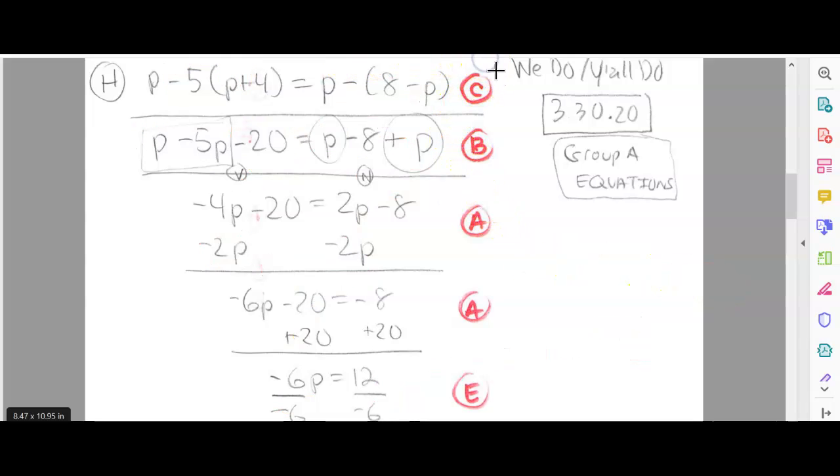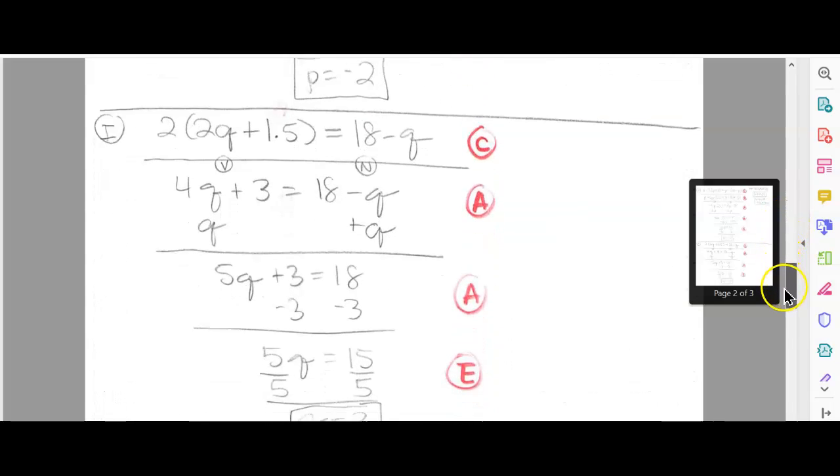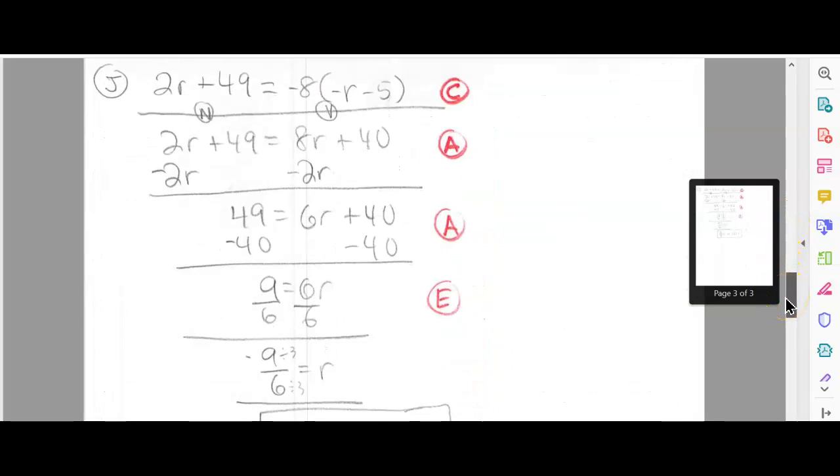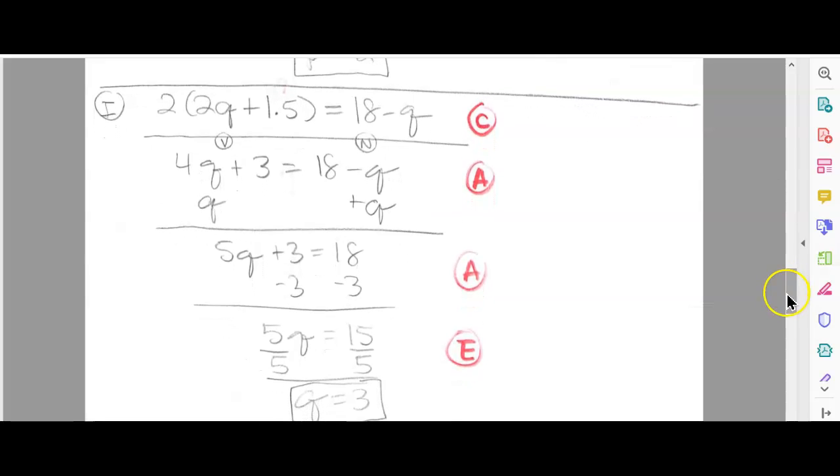Let's clear this out. Pull this down. Alright, let's go to the next one. Make sure I get enough space. Okay. I did. Alright, so let's go on to the next one here.